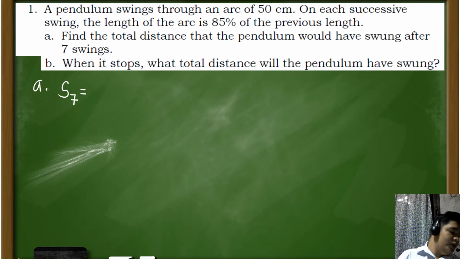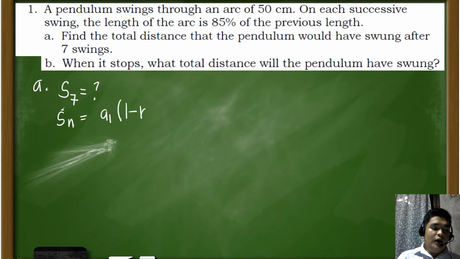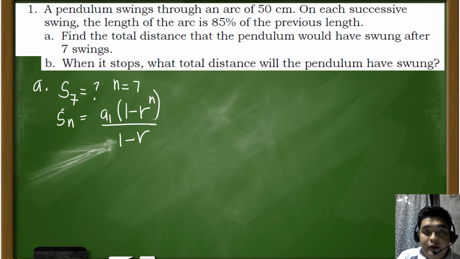So we need to use the formula for S sub n equals a sub 1 times 1 minus r to the power of n over 1 minus r. Our n here is 7. Our r is 85%, since each swing is 85% of the previous one, so r is 0.85. Then our a sub 1 is 50.